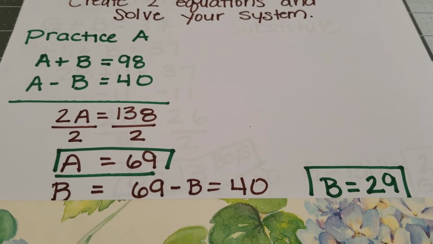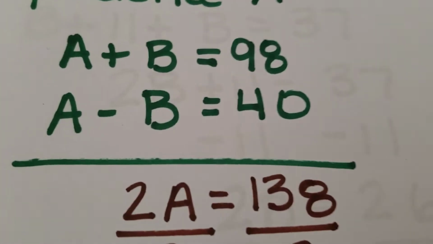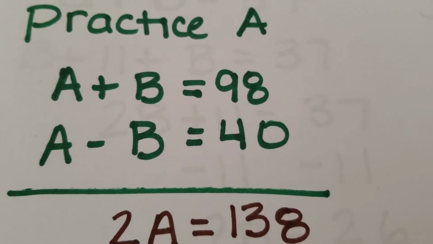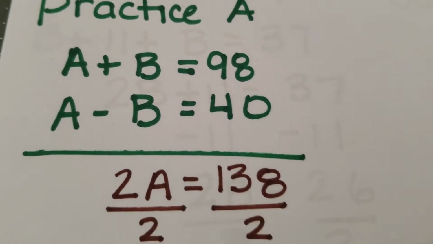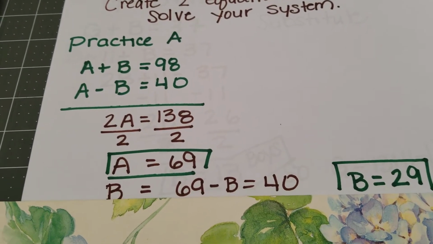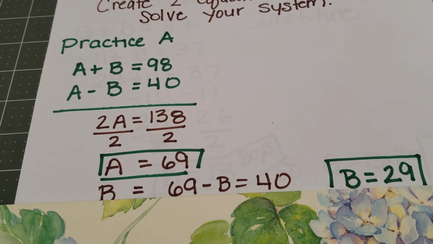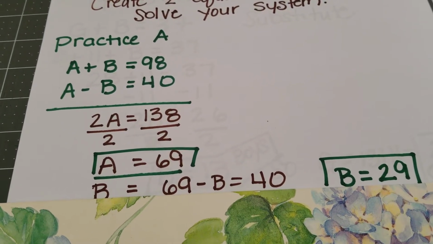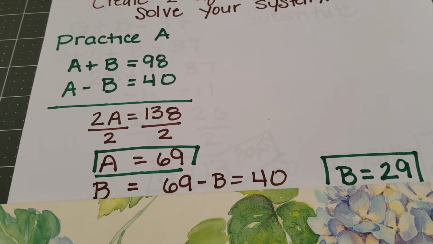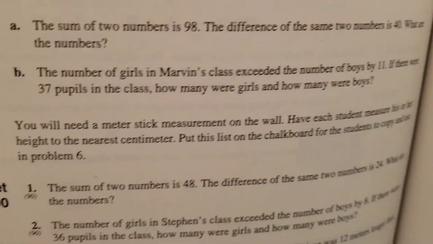So if you've got your two numbers, you can always take them to your original equations and check them. 69, which is A, plus 29 is indeed 98. And then A, which is 69, minus 29 is 40. So that checks, and I know I'm good. All right, so that's how you do practice A. Coming back to practice B.